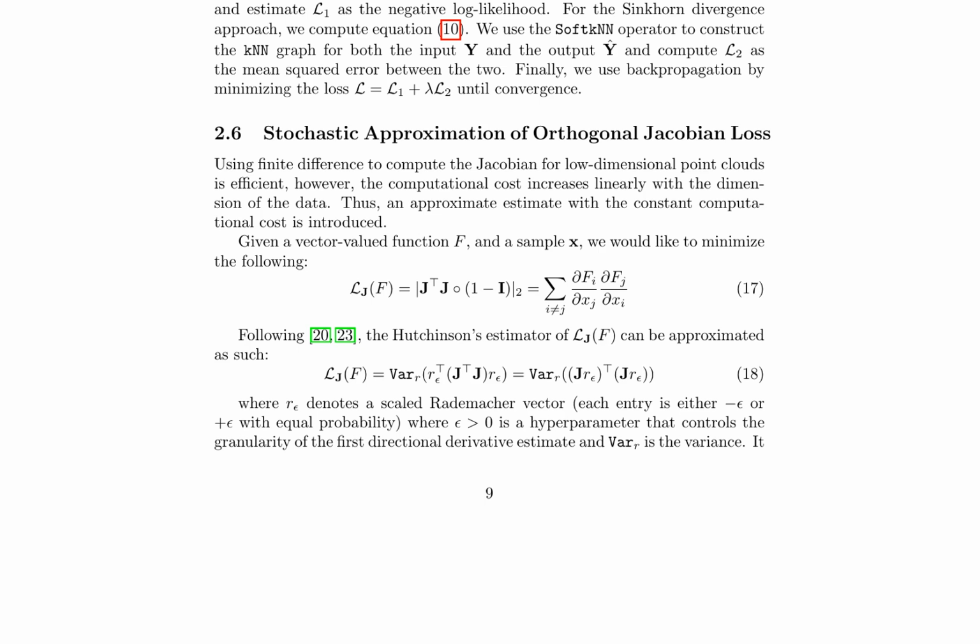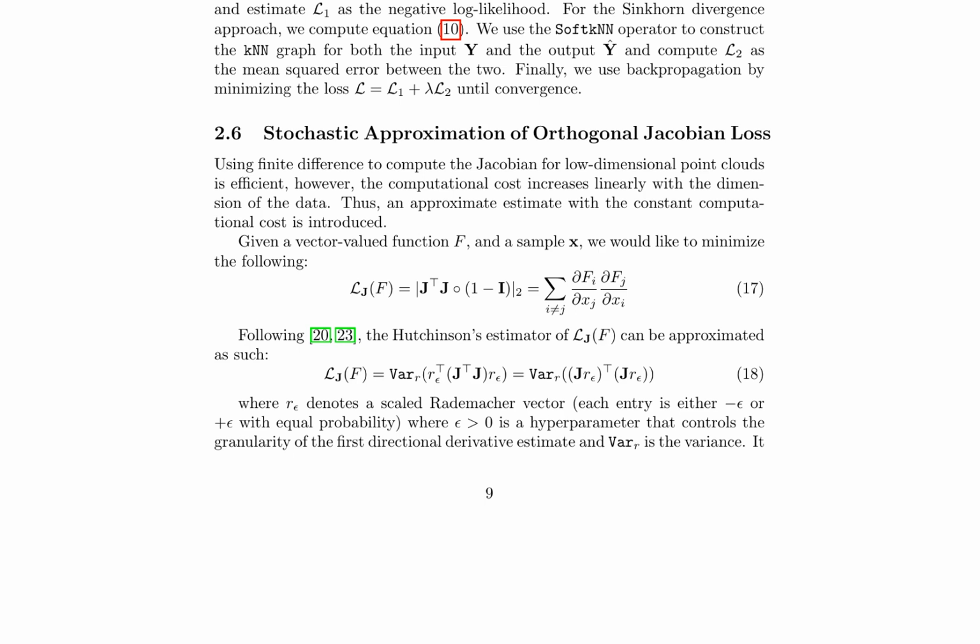The algorithm for training the model involves sampling points from the reference and target point sets, creating matrices X and Y, and feeding X to the model to obtain Y-hat. The losses L1 and L2 are computed, and the total loss L is minimized using backpropagation until convergence. The stochastic approximation of the orthogonal Jacobian loss is used to efficiently compute the Jacobian matrix, ensuring orthogonality. The use of the Hutchinson's estimator and the stochastic approximation of the orthogonal Jacobian loss are novel ideas in this paper, providing an efficient approach for high-dimensional data.